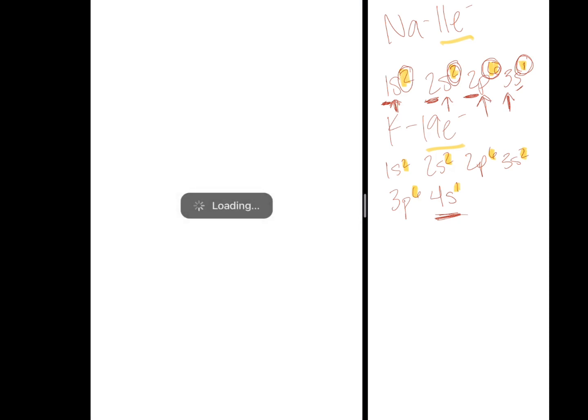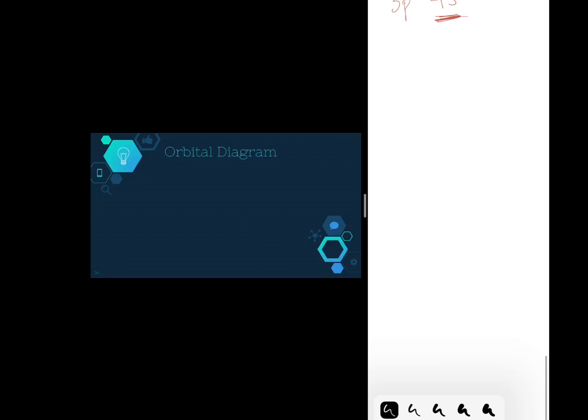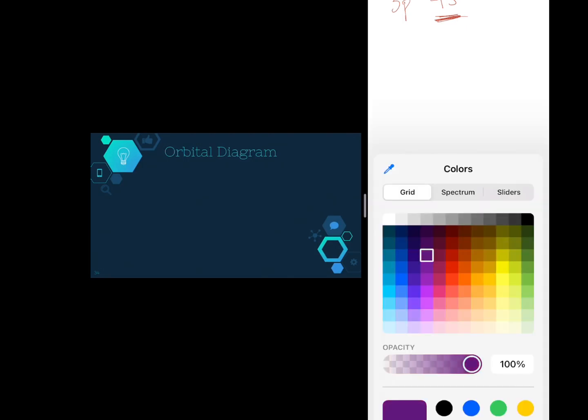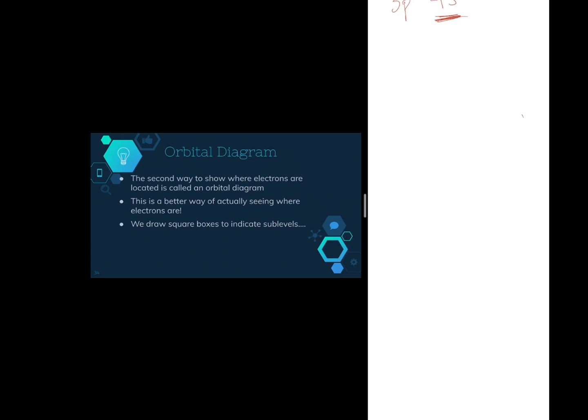Okay, so the next way that we can do shorthand is what's called an electron or an orbital diagram. It's a better way of actually seeing where the electrons are. You can draw square boxes to indicate sublevels, or you might see me just draw a line. You can do either one. Then we would draw up and down arrows to indicate electrons. So let's look at oxygen.